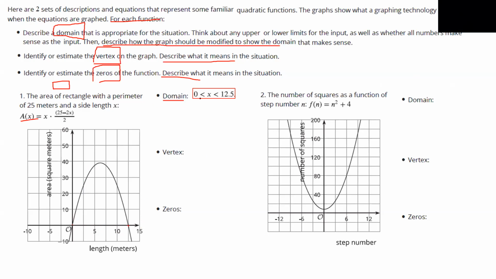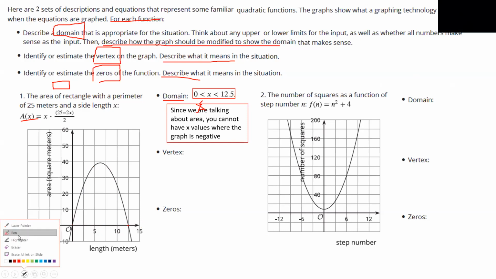Now, why do we have less than and not less than or equal to? The reason is because, since we are talking about area, you cannot have x values where the graph is negative, meaning that this part of the graph here does not work for the situation because you cannot have negative area. So we're only looking at where the graph is on the positive y values. Okay, so our domain is between 0 and 12.5. That's why we write it like this.